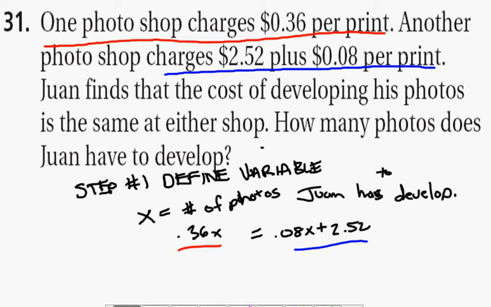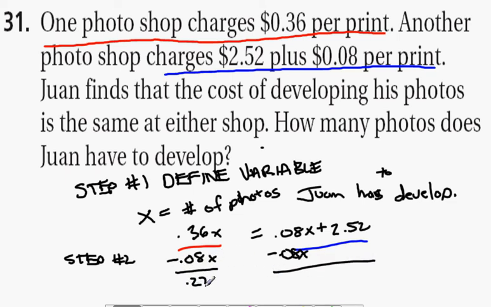All right, so step number 2 is to actually set this side equal to this side. So now let's subtract 0.08x, if we're trying to get the variable by itself. So this is 0.27x equals 2.52.